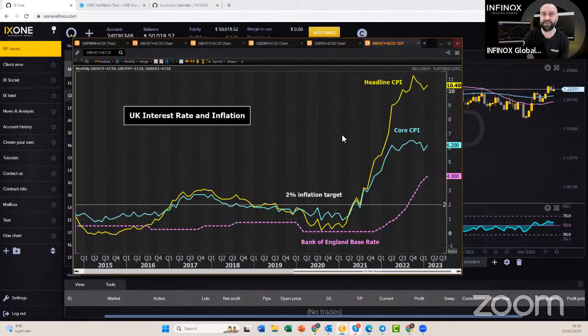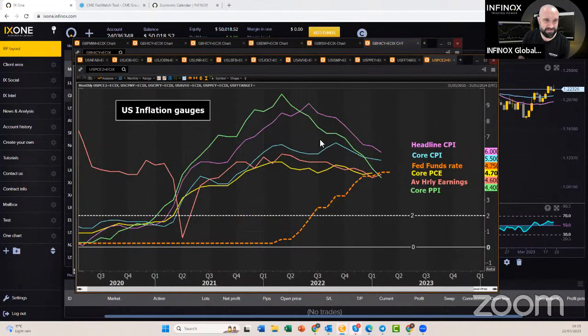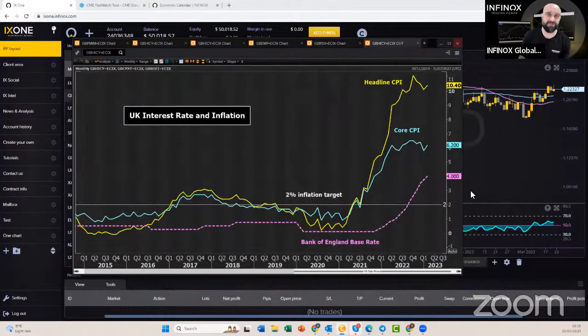Looking at that inflation compared to the US, look at these inflation numbers for the States. They've been dropping for a good few months now. Good 6 months or so, you've seen inflation falling away. Core and headline CPI falling back. Core PPI, which is a driver of CPI in the States, is now below the Fed funds rate. So there is reason to believe that US inflation has certainly peaked and is now beginning to come under control to a certain extent.